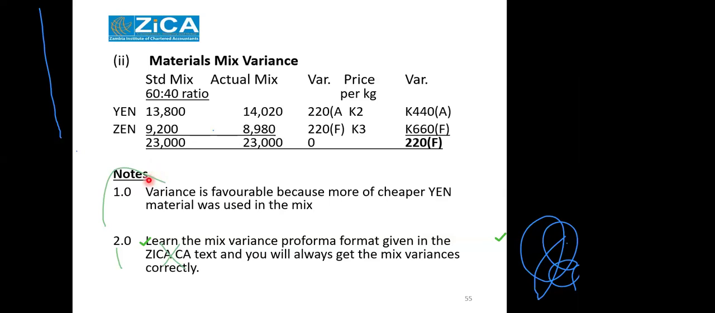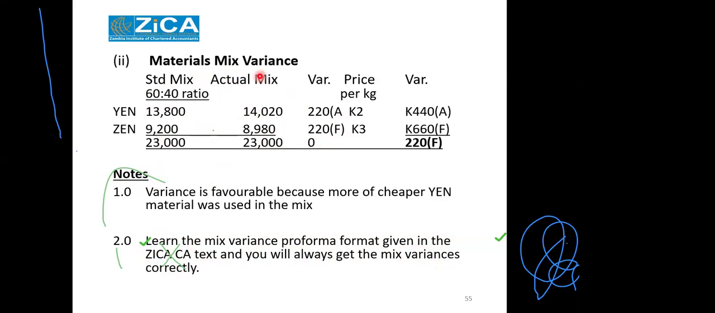Down there, fast forward on the notes. I'm saying, in note 2 there, learn the mixed variance pro forma format given in the ZICA text, and you always get the mixed variances correctly. Okay, so what is there? That solution is the way the ZICA text does it. It doesn't use a formula. That's a pro forma use.